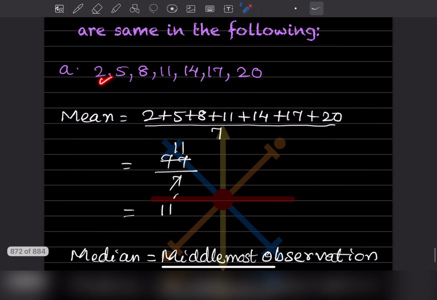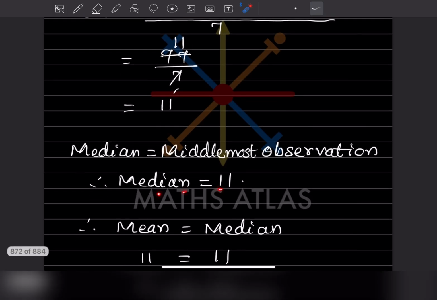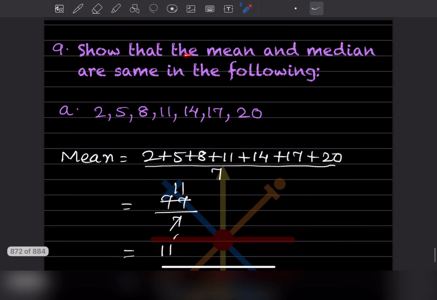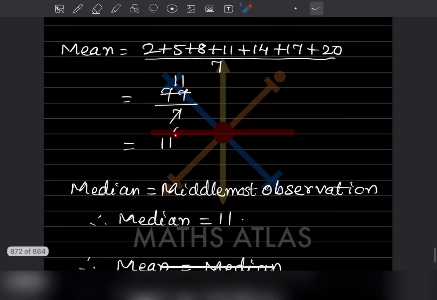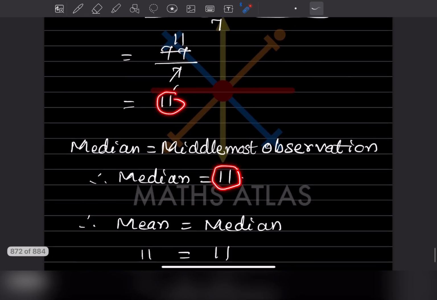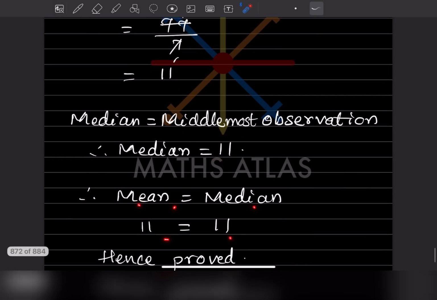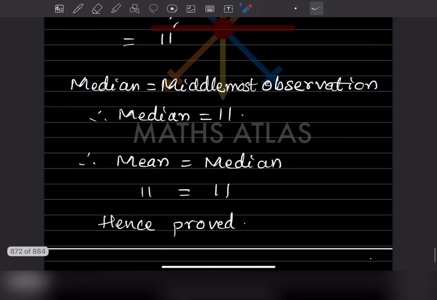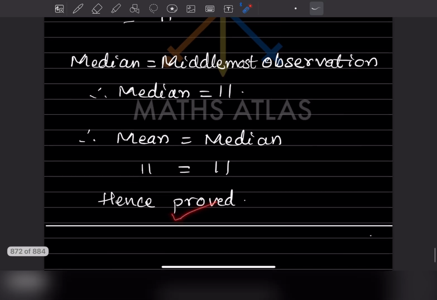Can you see here 1, 2, 3, 4, 5, 6, 7. Which is the middle one? It is going to be this, because there are 3 here and 3 here. So 11 is the middle one. So we can say the median is 11. They have said, show that the mean and median are the same. So the mean is 11 and the median is also 11. Therefore, the mean is equal to the median, that is 11 is equal to 11. You had to show this, so you have proved it.